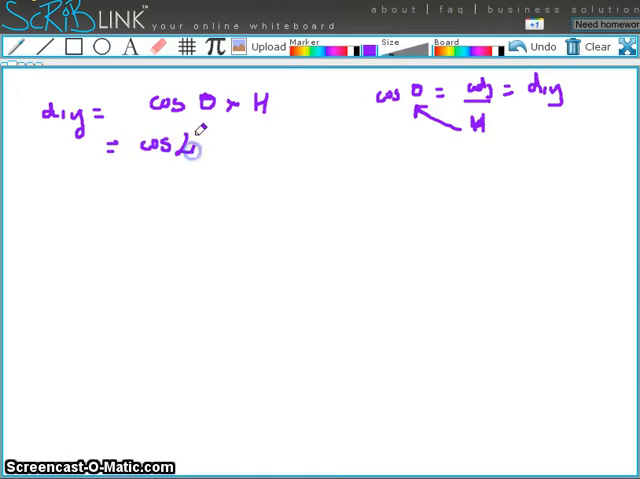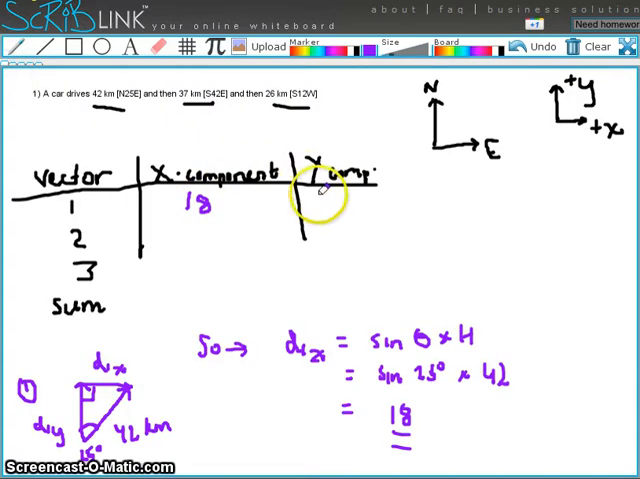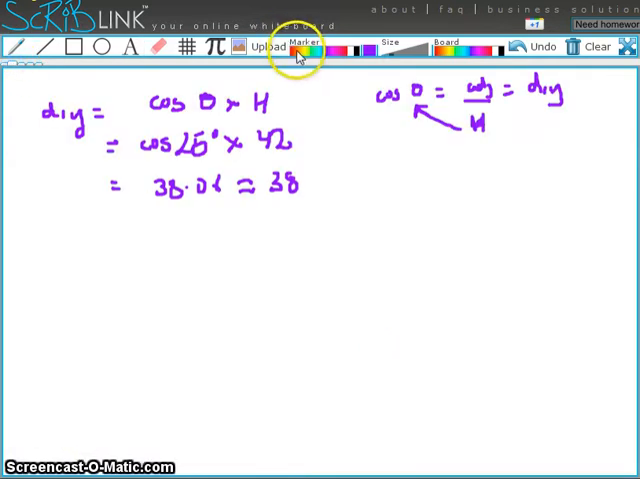So again, cos 25 times 42, and plug that into a calculator, and you should get 38.06. So just 38 is good enough for us right now. So we can go back to our table, and we know the y component for number 1 is 38. So we've got component number 1 figured out perfectly. So let's move on to component number 2.